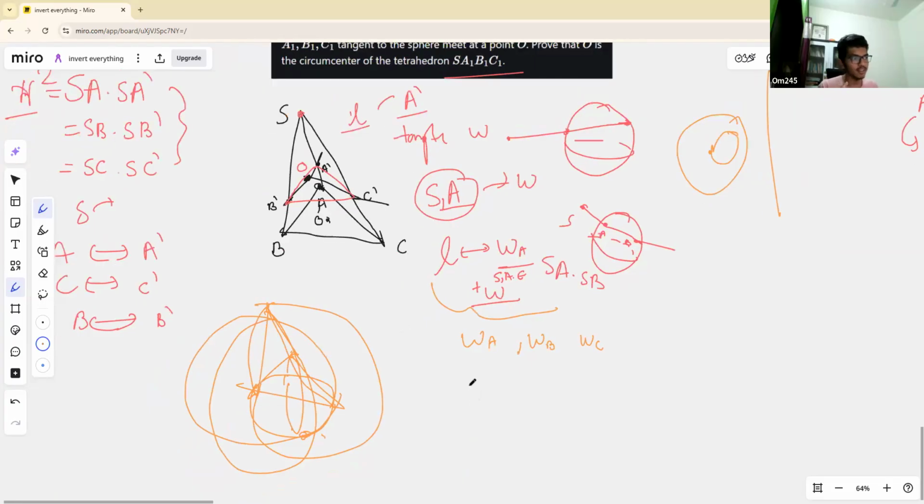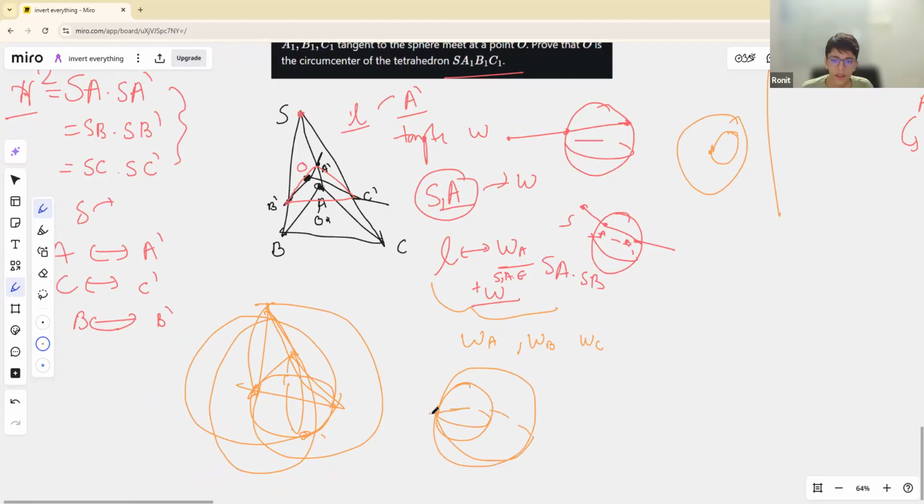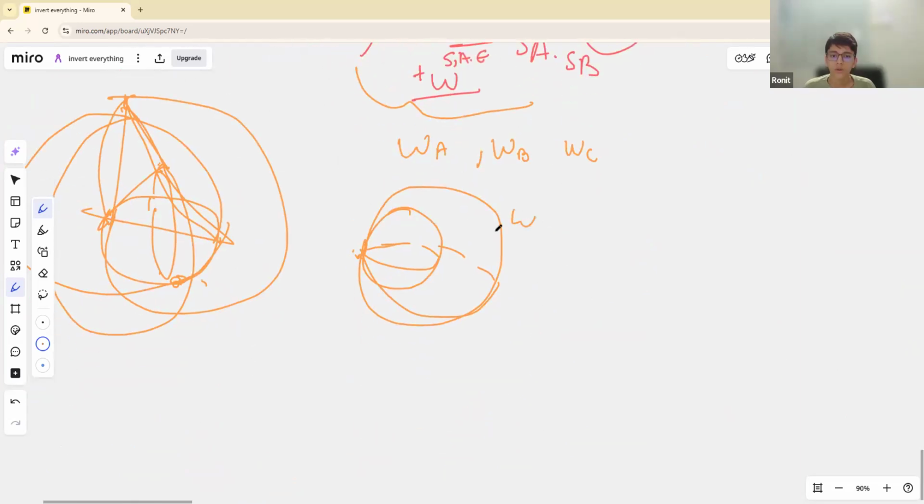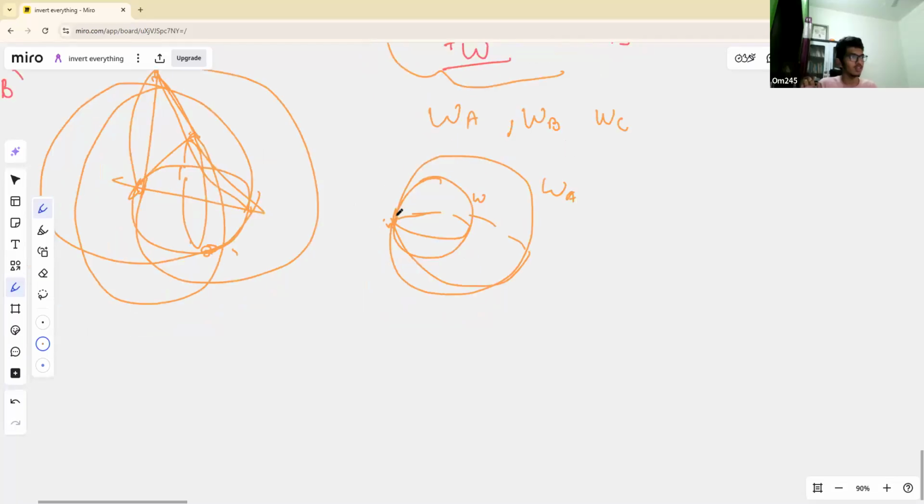The reason we are making this complicated is that we are now going to use the tangency condition. So what are the tangent spheres? You have this one sphere and another sphere. Suppose two spheres are tangent to each other: this is omega and this is omega A, and they are tangent at A, right? Then you'll have something like that for B and C.